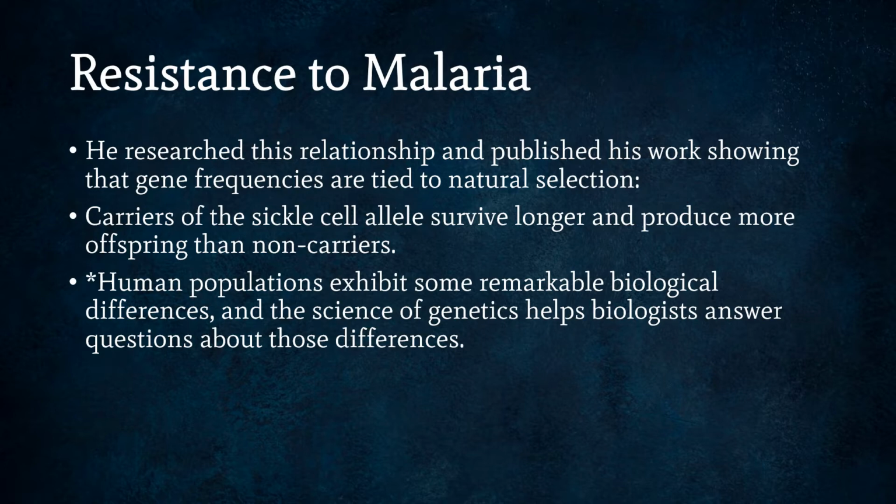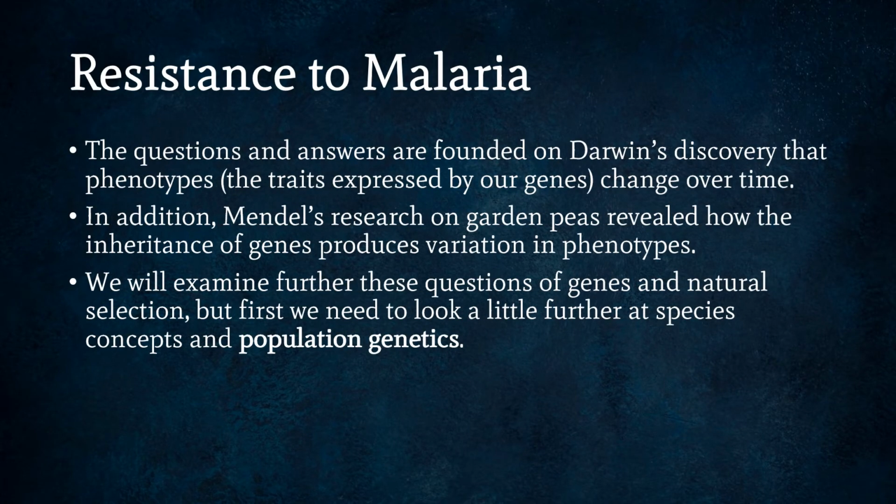So, human populations exhibit some remarkable biological differences, and the science of genetics helps biologists answer questions about those differences. Many times the differences are due to different environments and natural selection that has shaped our evolution over time. So, the questions and answers are founded on Darwin's discovery that phenotypes, the traits expressed by our genes, change over time. Mendel's research on garden peas revealed how the inheritance of genes produces variation in phenotypes. We will examine further these questions of genes and natural selection, but first we need to look a little further at species concepts and population genetics.